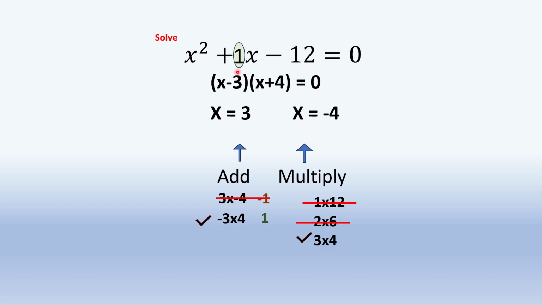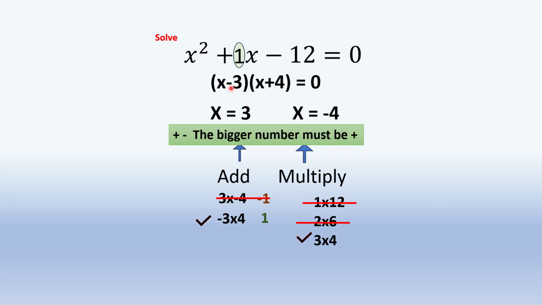So have you noticed when this number is positive and this number is negative, we must have different signs. One of them should be a negative and the other one should be positive. To make it easy for you, if it's plus here and negative there, the bigger number must be positive because 4 is bigger, so 4 should be positive and 3 should be negative. All right, now let's have a different example.